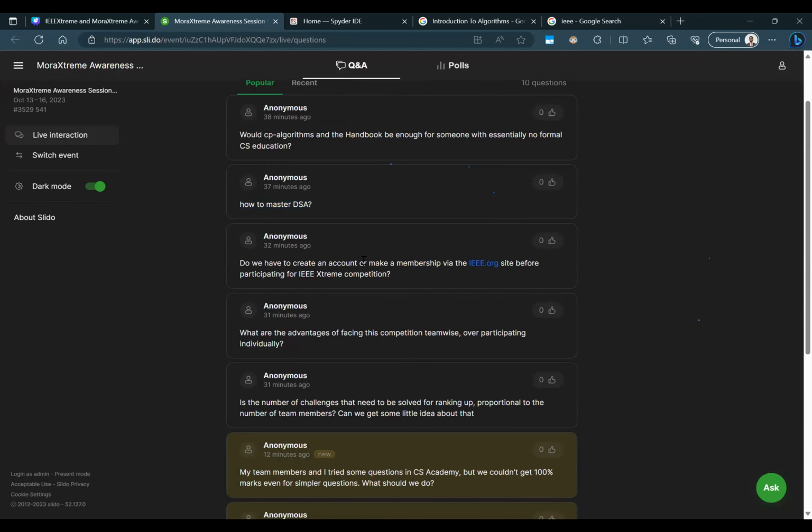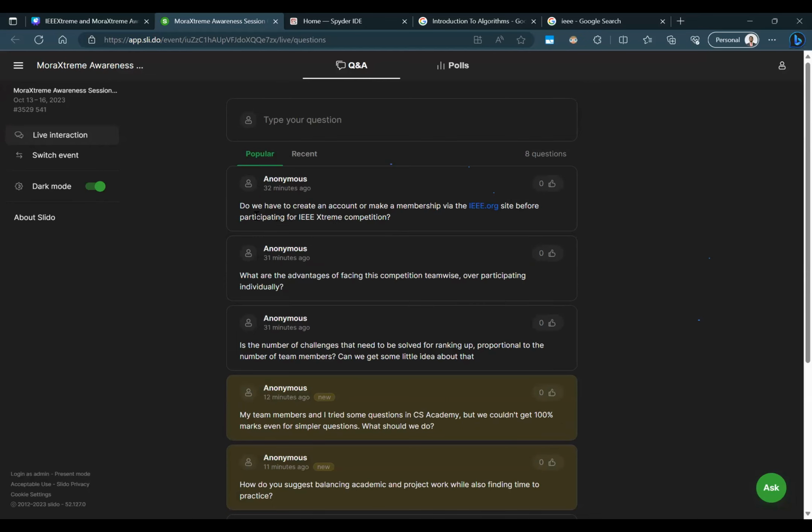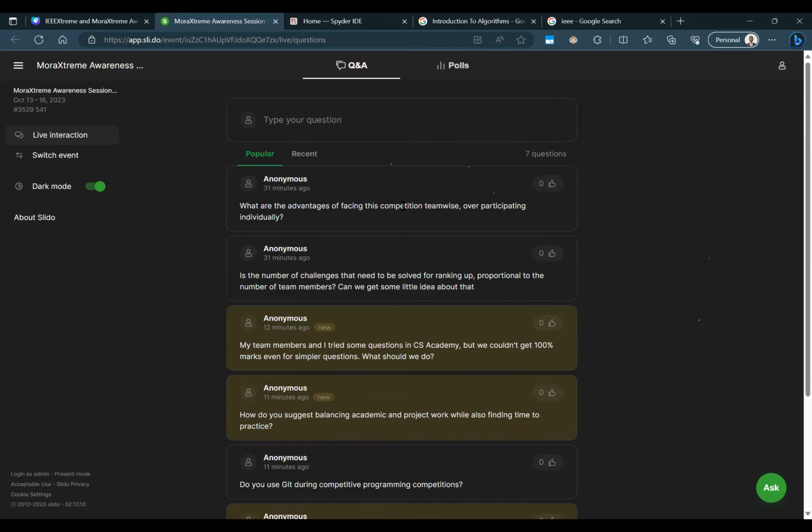Do we have to create an account or make a membership via the IEEE website before participating? Yes, you need to make an account and have membership to participate. It is a mandatory requirement that they have.